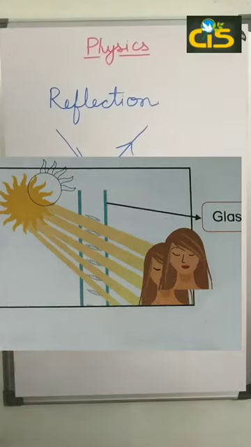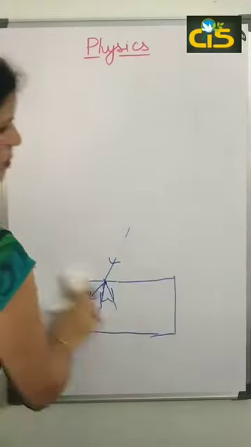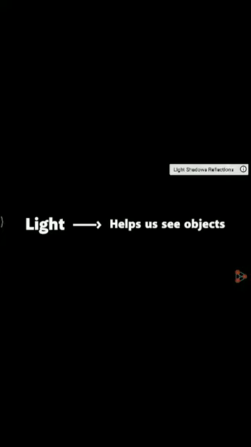Just have a look at this video. Light helps us to see objects. See here. In this room, we can see all the objects. Yes, we can see all the objects. So the tube is a luminous object through which we can see all the things.